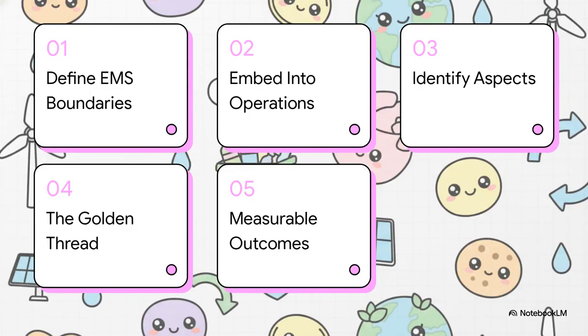To help us avoid that trap, here's our roadmap for this explainer. First, defining your EMS boundaries. Second, embedding the EMS into operations. Third, identifying significant environmental aspects. Fourth, the golden thread of traceability. And finally, demonstrating measurable outcomes.